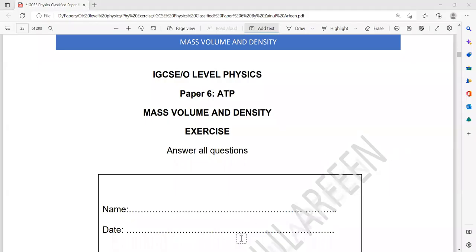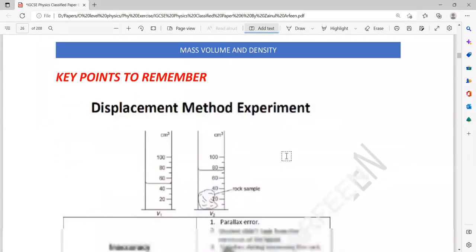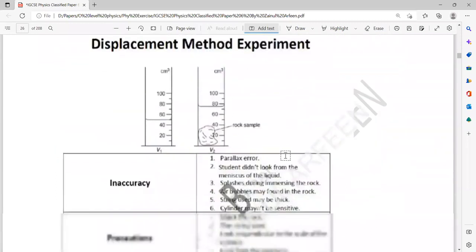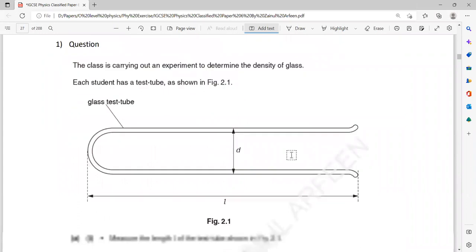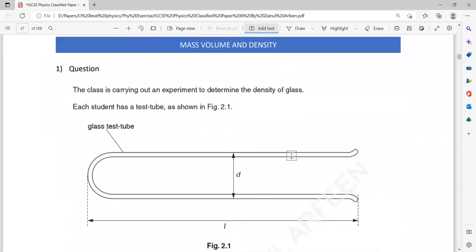So this one is topic 2 from ATP, the mass, volume, and density. These are the key points which you should remember before solving this exercise. You all have the hard copy, so use a hard copy.